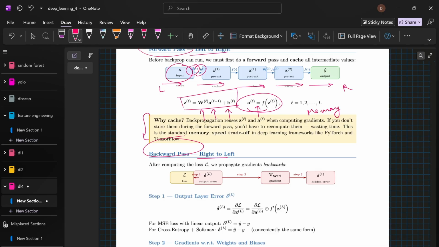At the end of this, the network gives us a prediction. Let us call it y hat. Then we compare it with the actual answer y, and we calculate the loss, basically what went wrong here.